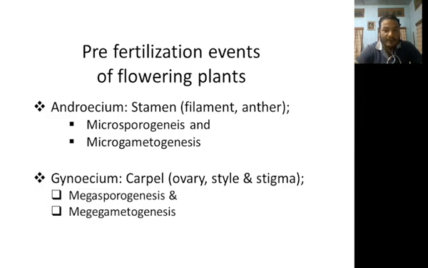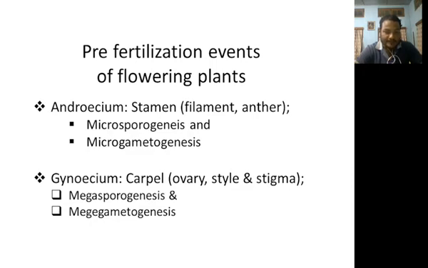The single member of androecium is known as the stamen, and it has two parts: the long cylindrical filament, and at the tip the swollen part known as the anther. Within this anther, microspores are developed. The development of microspores is known as microsporogenesis, and after that, from the microspore, male gametes are developed, and this process is known as microgametogenesis.